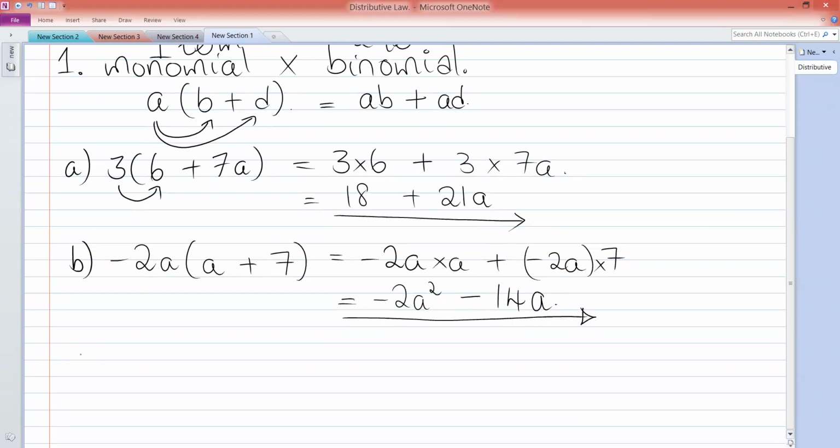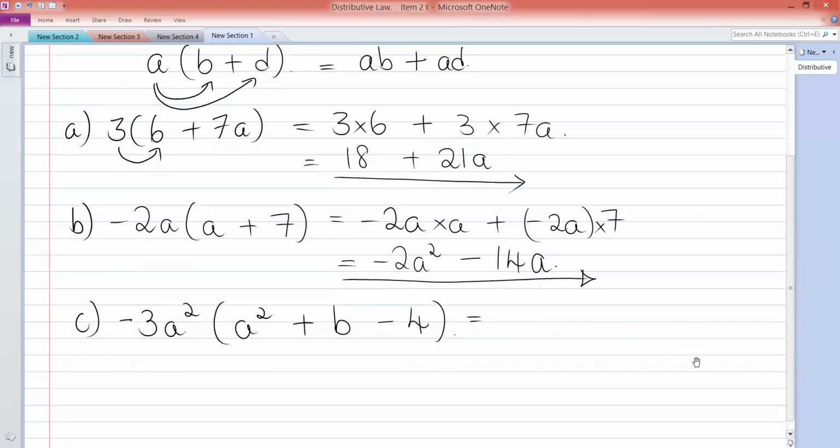Okay, let's see now. Let us deal with one that has 3 terms. So it's negative 3A squared into A squared plus B minus 4. Now this time we have a monomial multiplied by a trinomial. Trinomial meaning 3 terms. Okay, so let's go ahead. Again, you're going to multiply that into that, into that, and that into that one. Okay, so negative 3A squared times A squared. So that's the first one there.